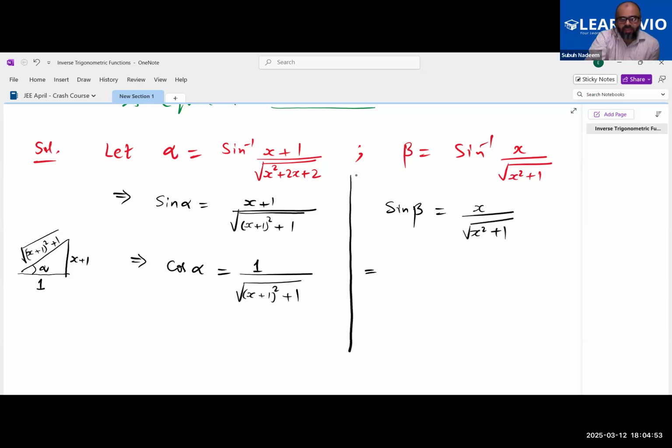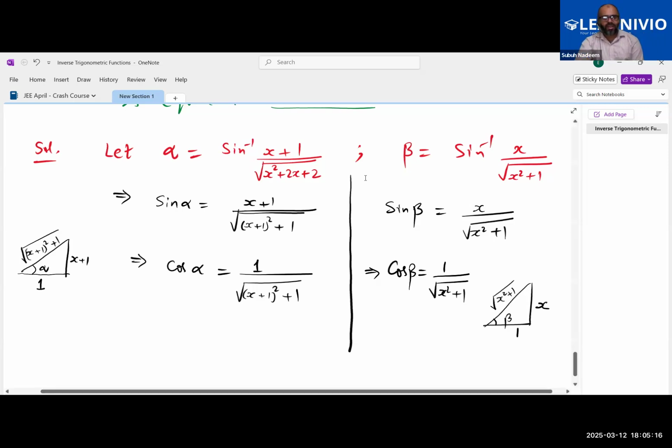And again we draw a right angle triangle. This is beta. Sine beta is perpendicular, so x is perpendicular and hypotenuse is root over x square plus 1. So what is the base? It is 1. So here we can say that cos beta is equal to base, 1, and hypotenuse, root over x square plus 1. So first write till here.